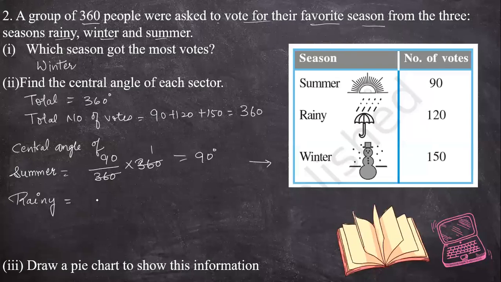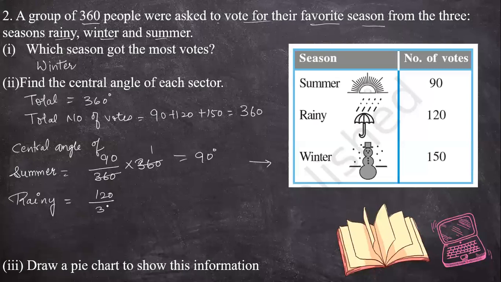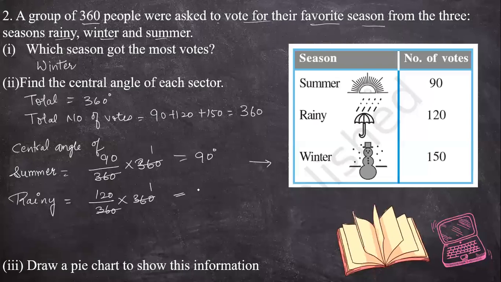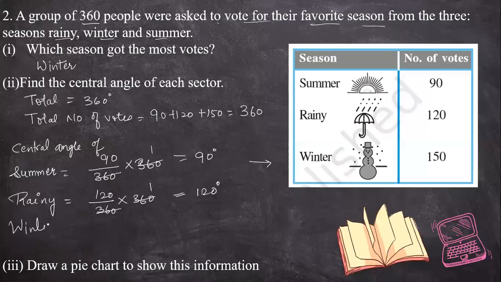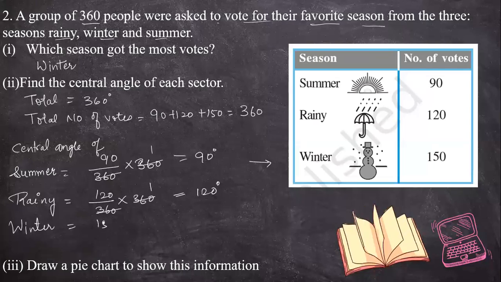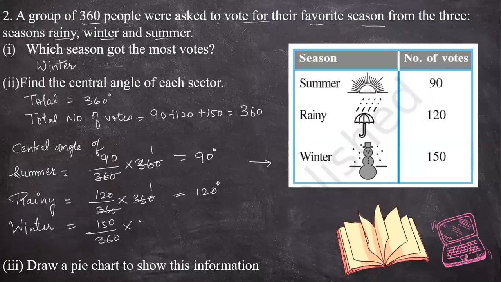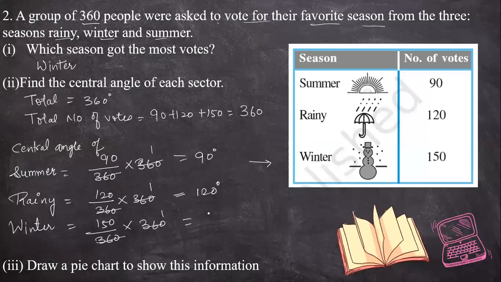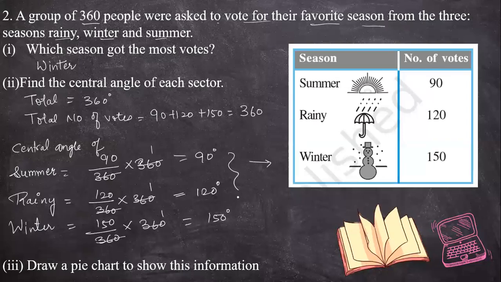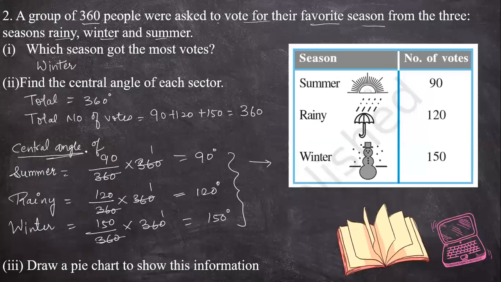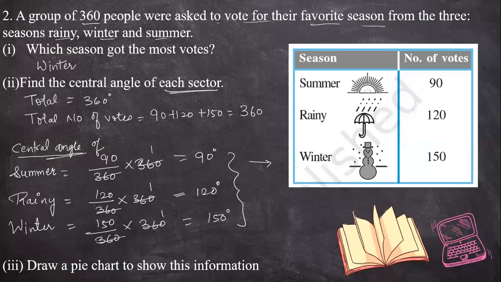Now for rainy, you see 120 votes out of 360 votes and the total angle 360. 360 ones are 360, so you will get 120 degrees. And next for winter, it is 150 votes out of 360 and the total angle is also 360. So 360 ones are 360, 150 into 1, that is 150 degrees. So these three are the central angles of each sector. Okay, it's clear?